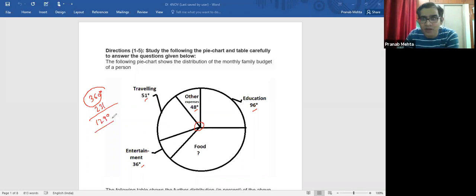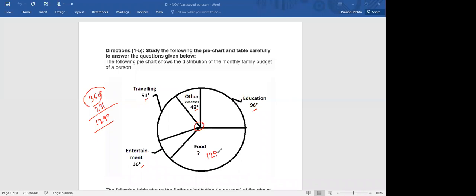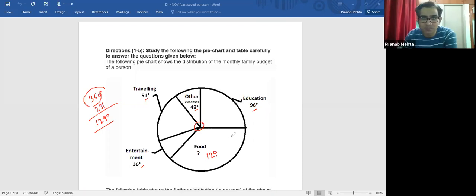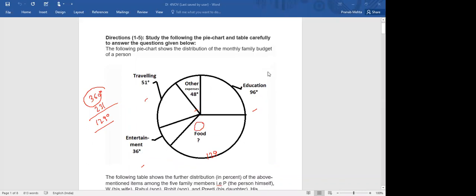Have all of you understood from where I got 129 degrees? Yes or no? Give me a response. Yes, sir. You have to give me a response. So this is the first part. Any doubt till here? Because after this, there's something interesting which I'm going to do, so all of you should understand. Sir, can you repeat once?